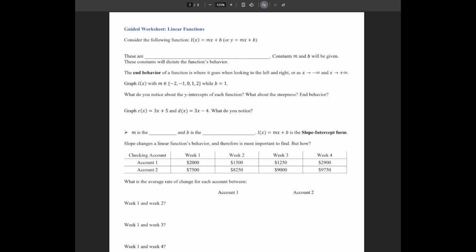Hello, this is week two's first lesson going over linear functions. So just consider the following functions. L of x equals mx plus b, or more commonly seen, y equals mx plus b. These are known as linear functions.